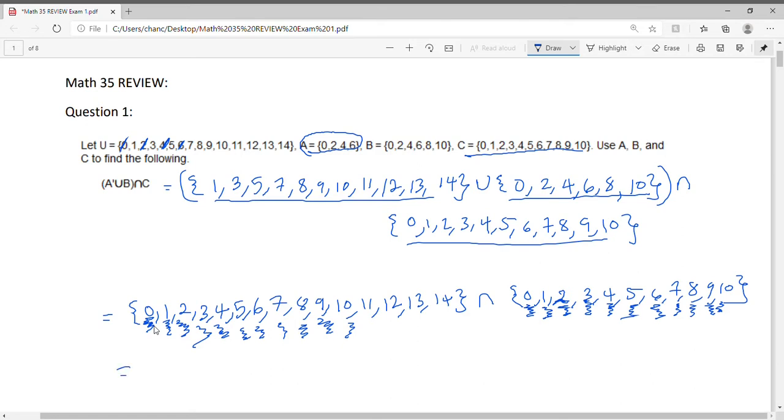So that means my intersection is going to be 0, 1, 2, 3, 4, 5, 6, 7, 8, 9, 10. So this is the solution for question 1.